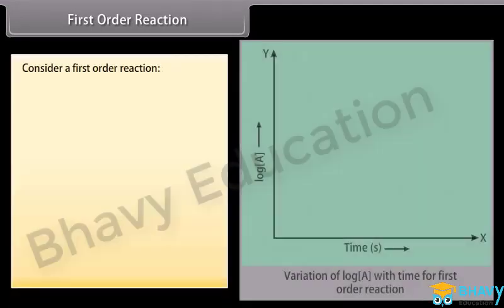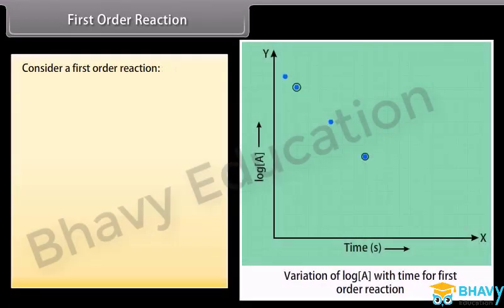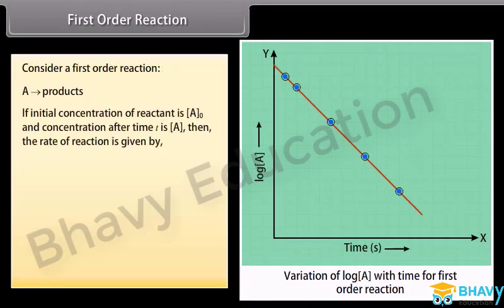First-order reaction. Let us consider a first-order reaction in which A is changing into products. If the initial concentration of reactants is A naught, and concentration after time t is A, then the rate of the reaction is given by minus dA by dt is equal to the product of K and A.